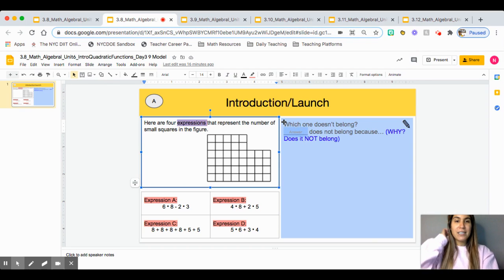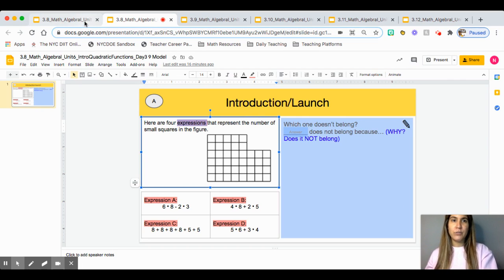Additionally, where it says which one does not belong, I would stress the word doesn't as meaning does not belong and show them where the answer goes, and that does not belong because it's asking why it does not belong.